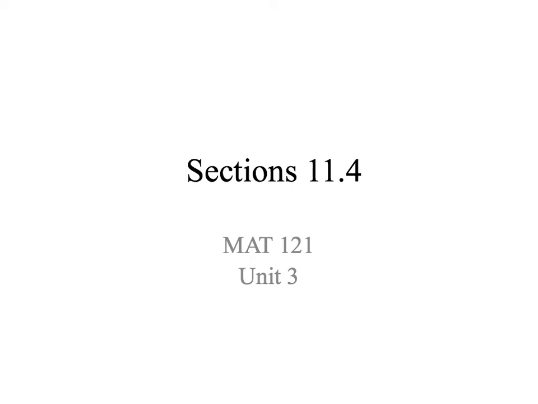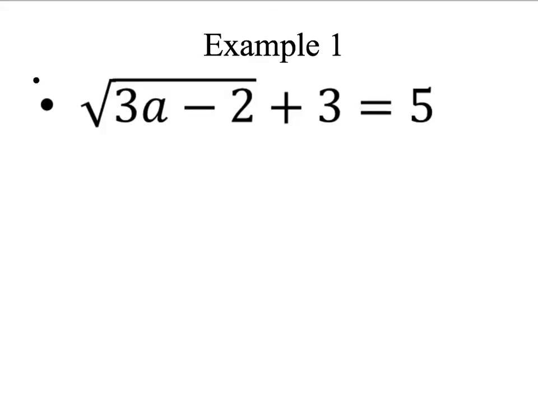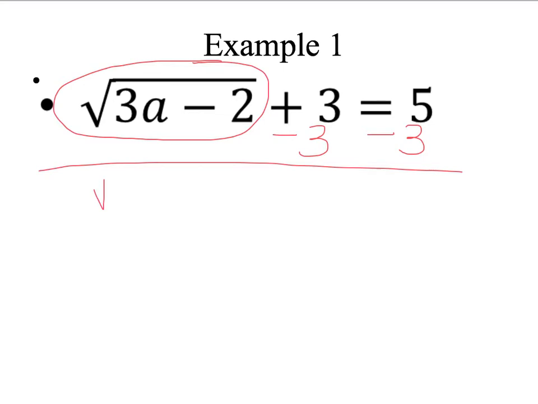Section 11.4 focuses on solving radical equations. The first step in solving every radical equation is to isolate the radical. This is my radical. It should be the only thing on the left-hand side. So I'm going to start by subtracting 3 from both sides. I have the square root of 3a minus 2 equals 2.